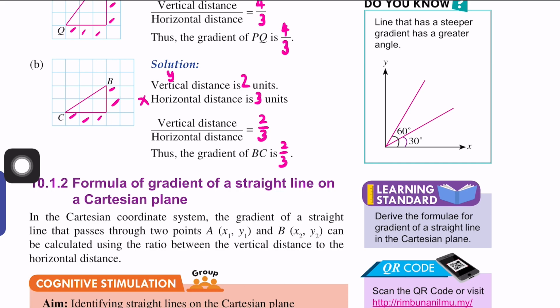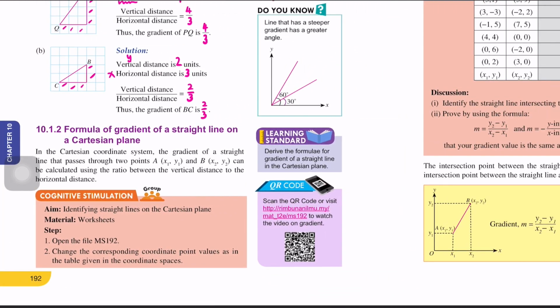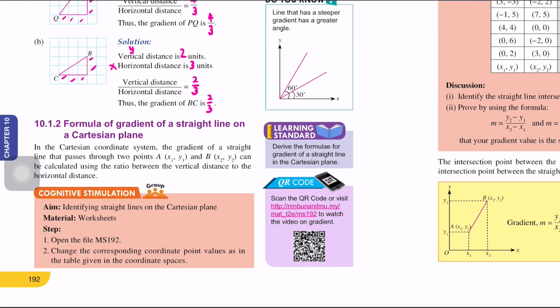Please don't confuse. It's vertical over horizontal, not horizontal over vertical. Most of the time students switch these values, so your ratio is wrong, so your value is wrong. Okay, next let's move to the next learning standard. So far, do you have any questions?